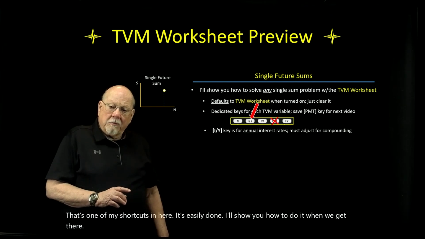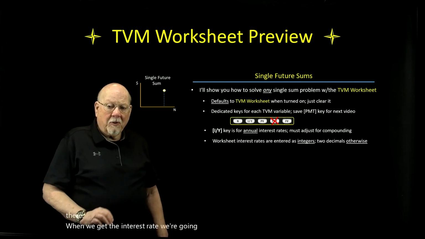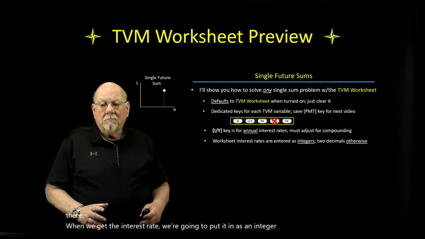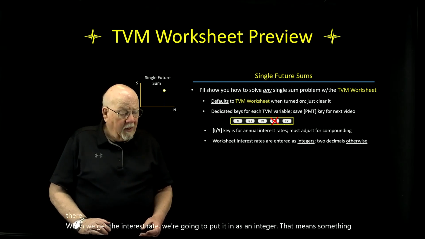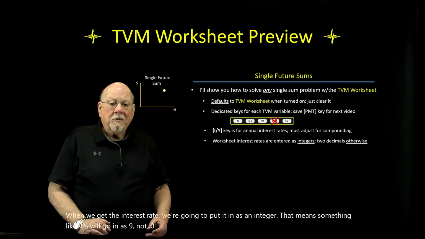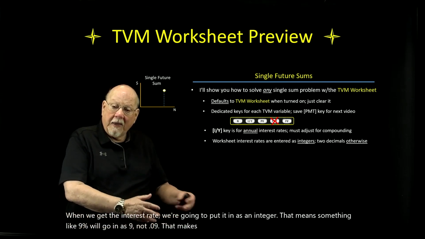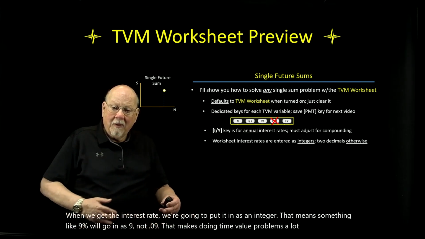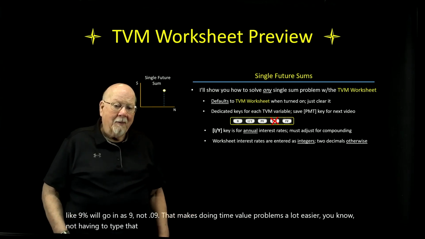When we get the interest rate, we're going to put it in as an integer. That means something like 9% will go in as 9, not 0.09. That makes doing time value problems a lot easier, not having to type that 0.0, put the 9 in.